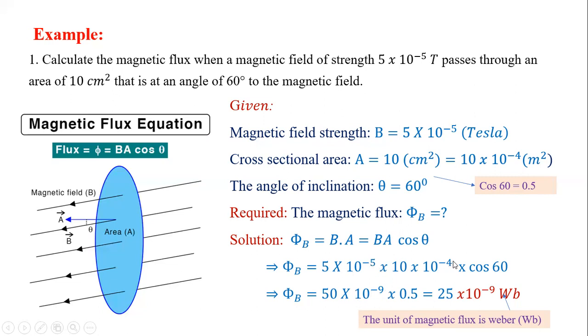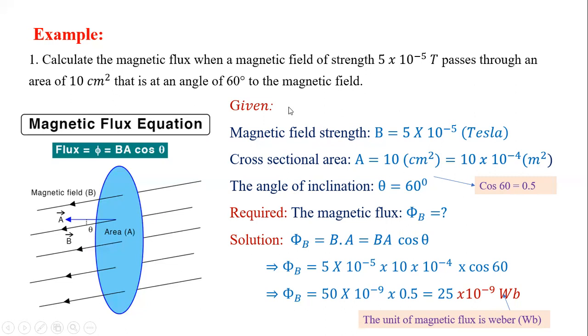So we have cos 60 is 0.5, which gives us 0.5 times 5, that is 1 over 2 times 5, times 10 to the power of minus 9 Weber. So the unit of magnetic flux is the Weber, WB.